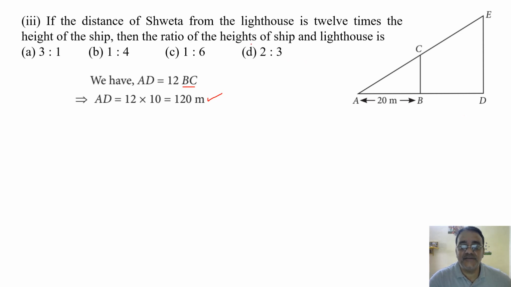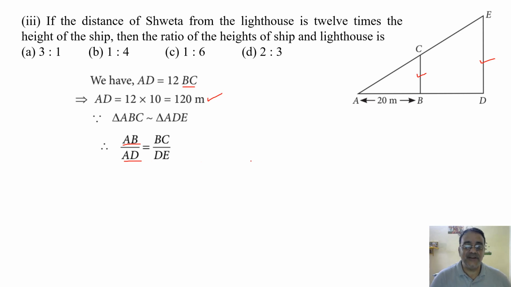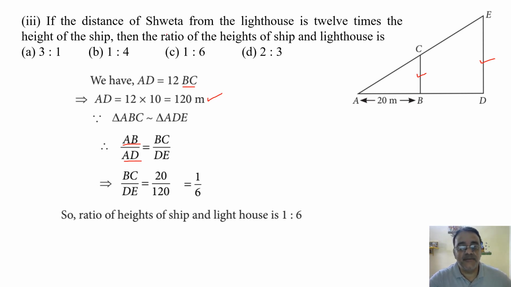Now we have to find the ratio of the heights of ship and the lighthouse. मतलब इन दोनों का रेशियो निकालना है. So हम लोग क्या करेंगे, सिमिलर ट्रायंगल का प्रॉपर्टी यूज करेंगे. These two triangles are similar, so their corresponding sides are proportional. So AB upon AD is equals to BC upon DE. AB is 20 and AD we got 120. ठीक है, 20 upon 120, 1/6. नहीं शिप पहले आएगा, ठीक है, BC upon DE निकालो, 1:6 is the answer. So C bit is the correct answer. This is clear? Yes, sir.